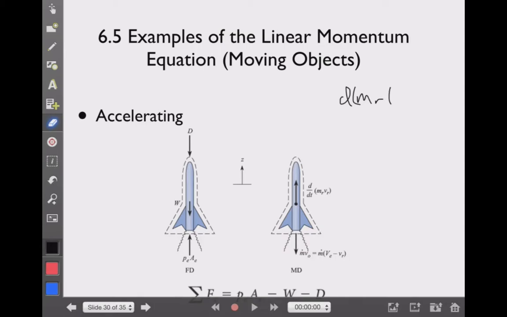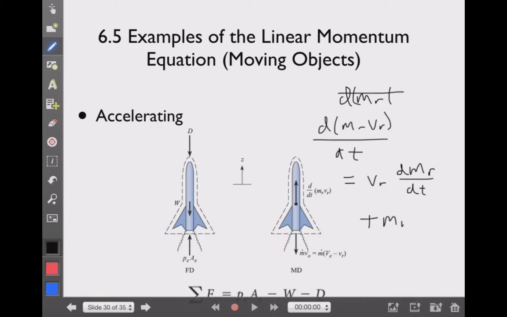Let me just start this equation again. So d(m_R v_R)/dt is going to have two different terms. It's going to be v_R times dm_R/dt. Normally we would consider the mass with respect to time to be equal to zero, but in this case it's not. I'll tell you why in a minute.